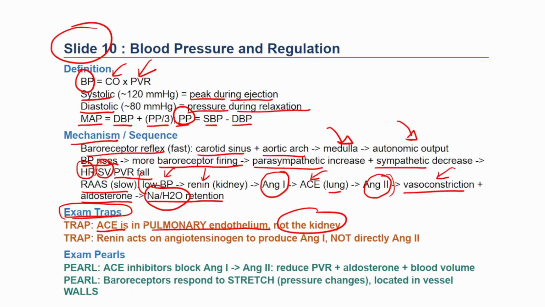Another common trap focuses on the exact enzymatic function of renin. Multiple choice questions will frequently state that renin directly produces angiotensin II or directly cleaves angiotensinogen into angiotensin II. Pay strict attention here. Renin acts on angiotensinogen to produce angiotensin I, not directly angiotensin II.